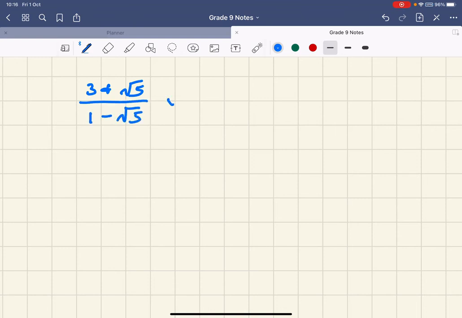Now I'm going to do the same as I did last time. I'm going to times it by the number 1. But what I'm going to choose on the bottom here is 1 plus root 5, and I'll show you why in a minute. That's important, but I must also times it by 1 plus root 5 on the top. Now let's just concentrate on the bottom first of all.